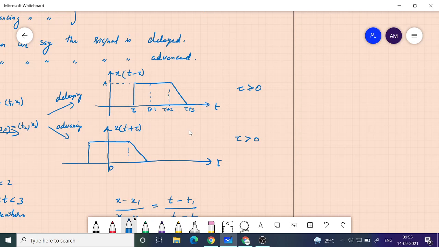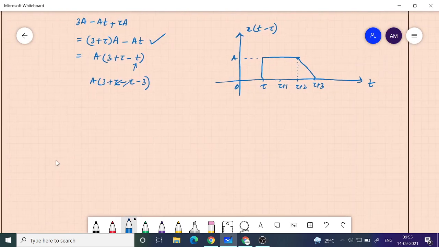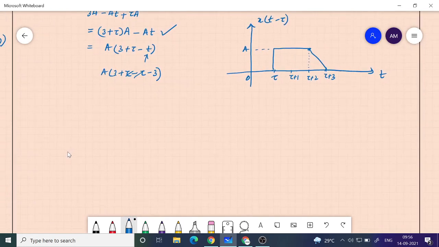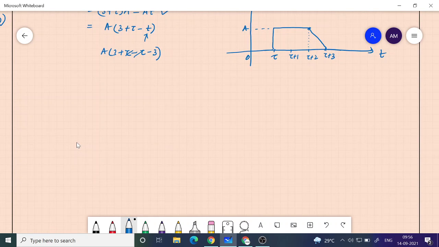Okay, so let us now move on. You can take multiple examples. We will come to more examples on shifting once we discuss other operations also. Okay, so operation number 2.